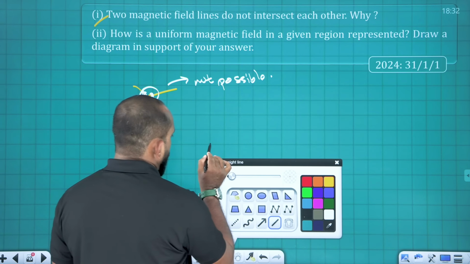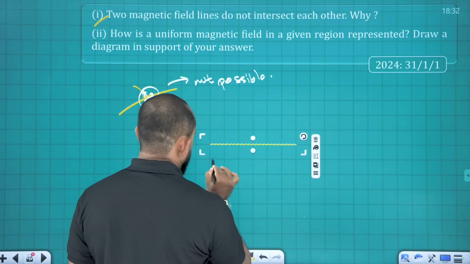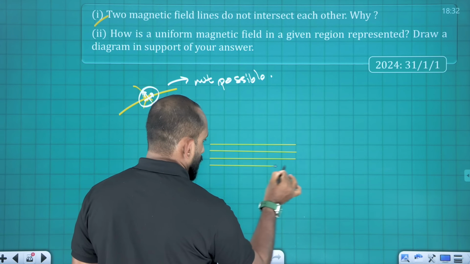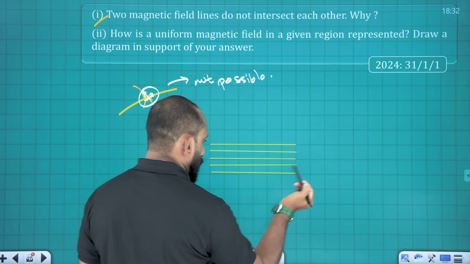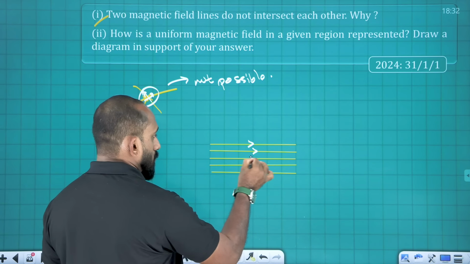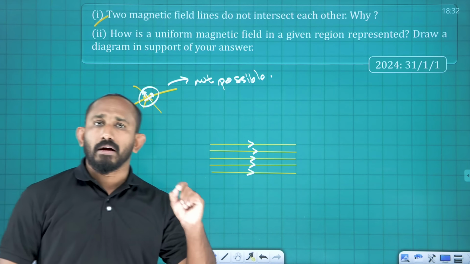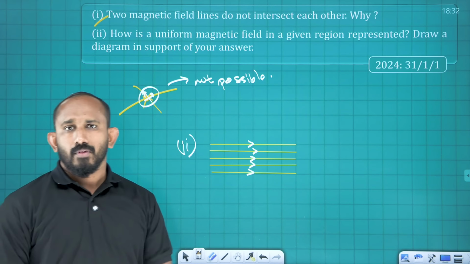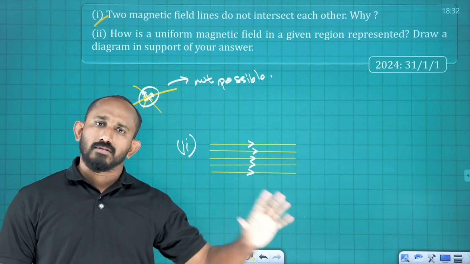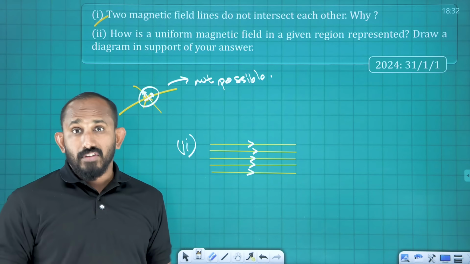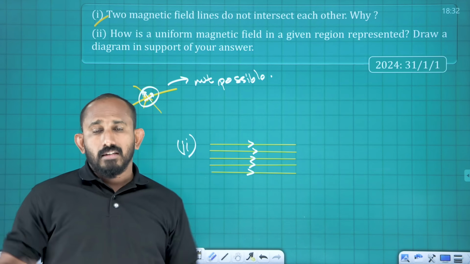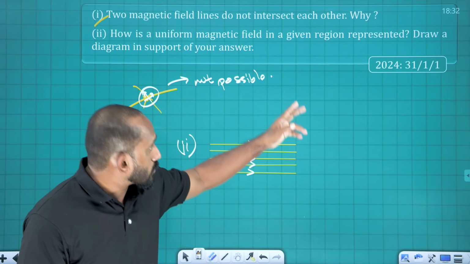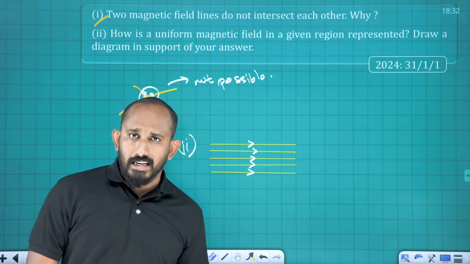So, for that purpose, we can use lines like this. Make some parallel lines, and the same direction should be marked. It shows you a uniform magnetic field. So this is the answer for the second part. Now why is it showing a uniform field? Equally spaced parallel lines in the same direction. If it is curved or the spacing is different, then it will be a varying magnetic field. Hope you got it? This was a 2024 question in one of the regions. Let's take the next question.